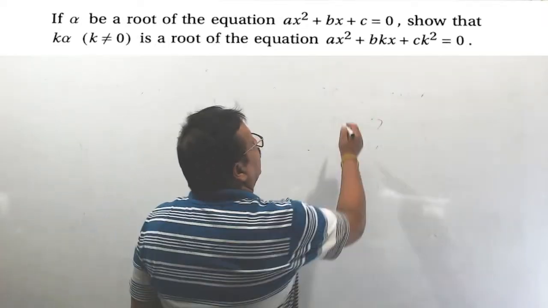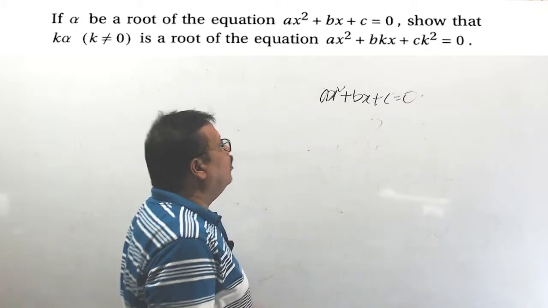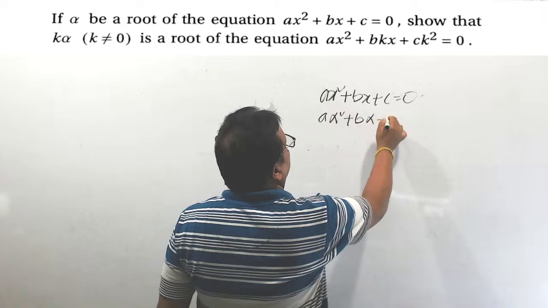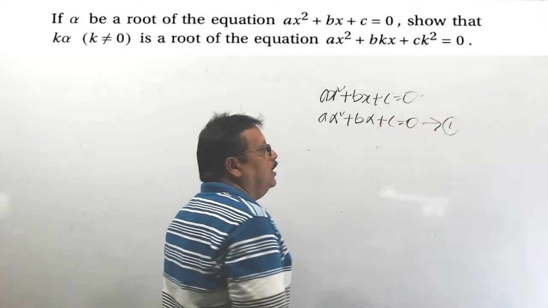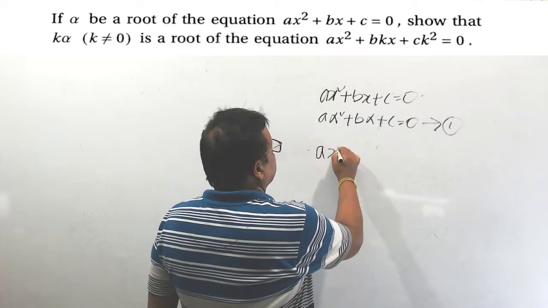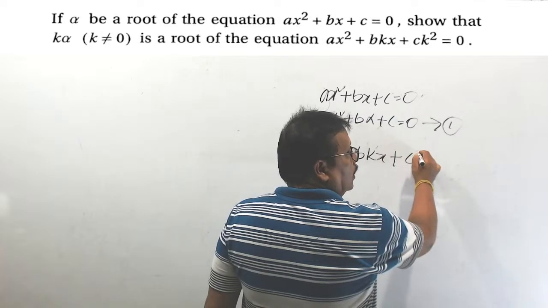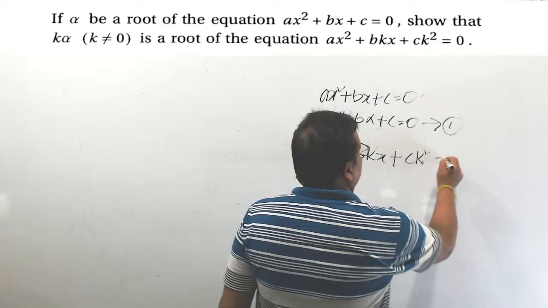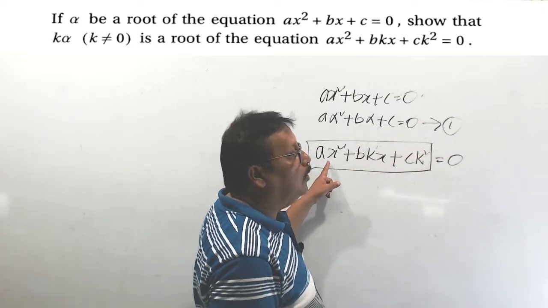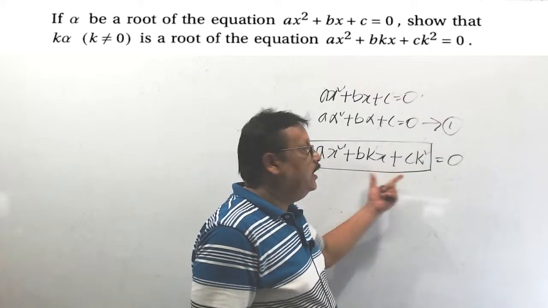If alpha be a root of the equation ax square plus bx plus c equals 0, of course alpha will satisfy this equation. That is a alpha square plus b alpha plus c equals 0. Give it number 1. Again you have to prove k alpha is a root of the equation ax square plus bkx plus c k square equal to 0. That means if I can prove this portion is 0 by putting x equal to k alpha, if the left hand side equals 0, then k alpha will be a root of this equation.